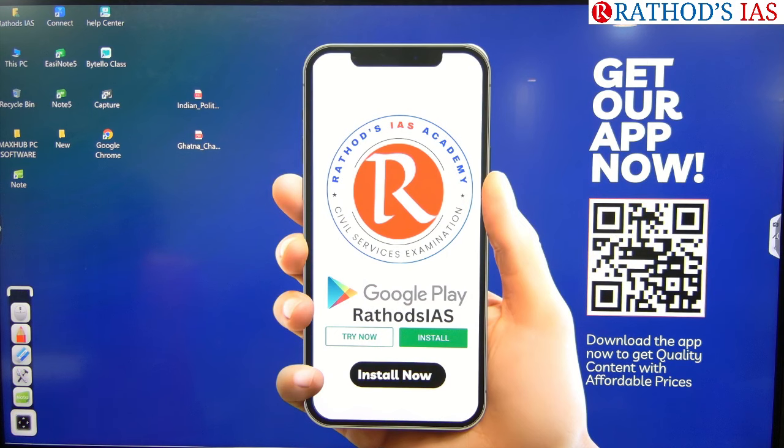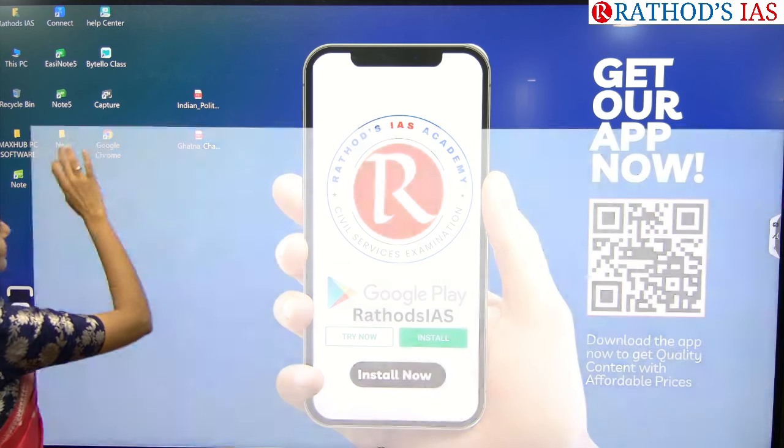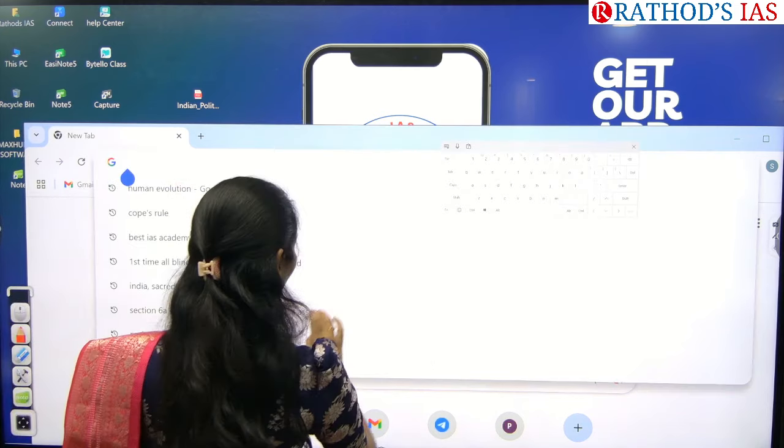Elon Musk. Why? Why did Elon Musk come here? New generation. Okay.